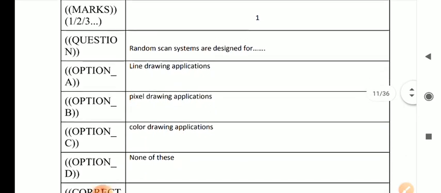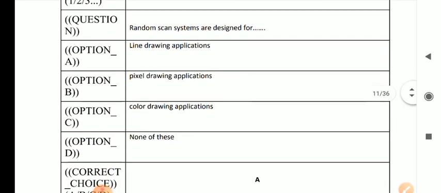Random scan systems are designed for random scan, line drawing applications, pixel drawing applications, color drawing, or none of these. So random scan requires line segments. So the answer is A.